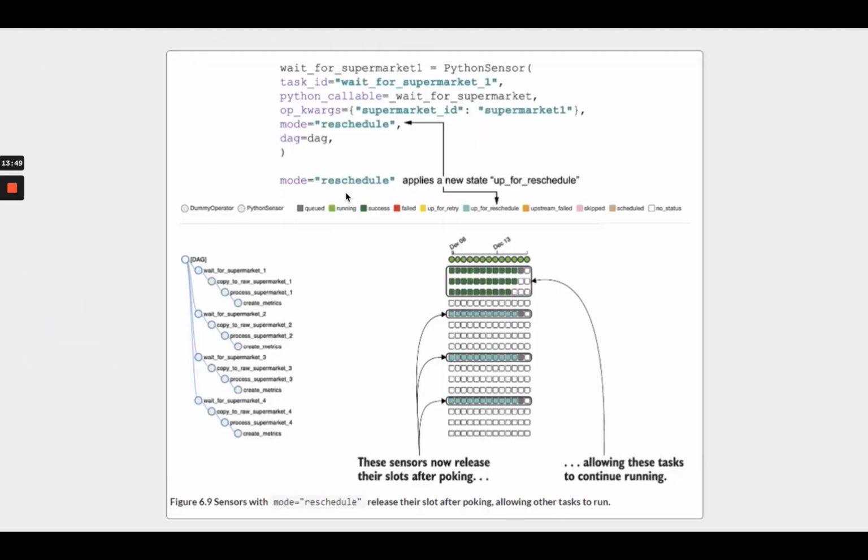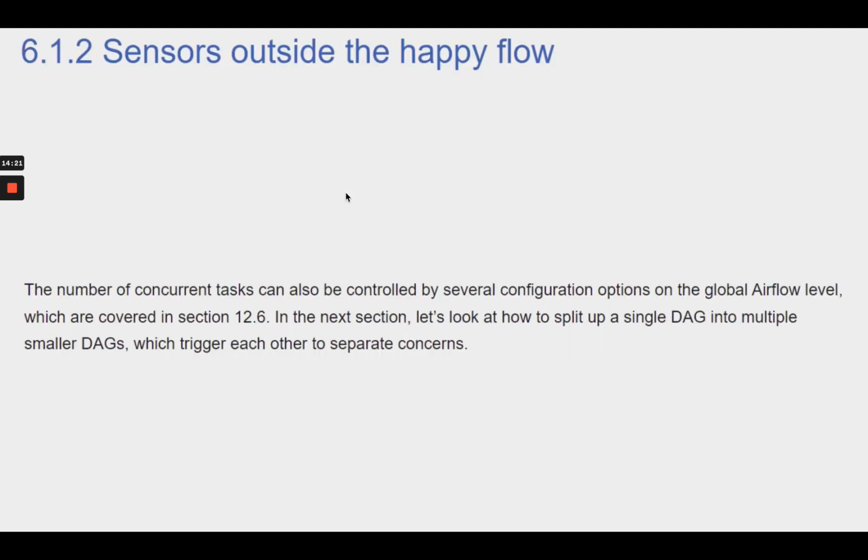The sensor class takes an argument, mode, which can be set to either poke or reschedule, available since Airflow 1.10.2. By default, it's set to poke, leading to the blocking behavior. This means the sensor task occupies a task slot as long as it's running. Once in a while, it pokes the condition and then does nothing, but still occupies a task slot. The sensor reschedule mode releases the slot after it has finished poking, so it only occupies a slot while it's doing actual work. Figure 6.9.